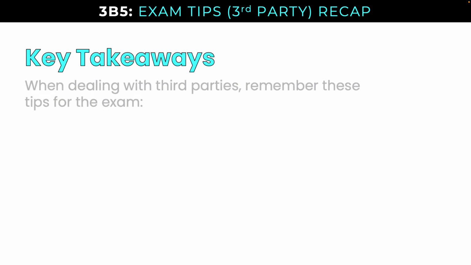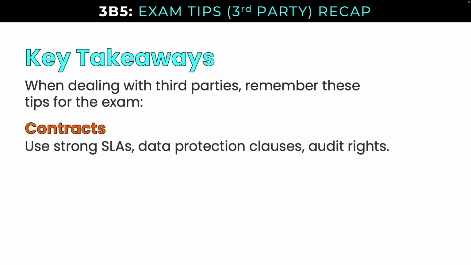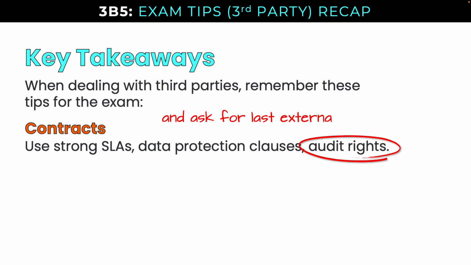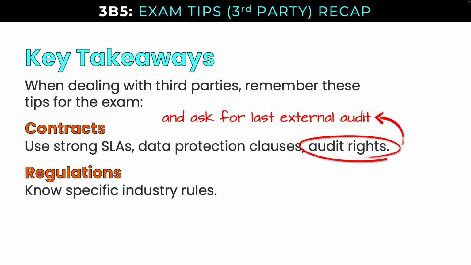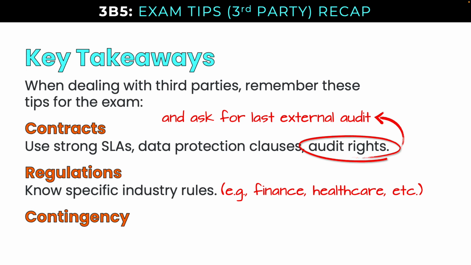So key takeaways here. When dealing with third parties, remember at least these tips for the exam. Contracts using strong SLAs, data protection clauses, and audit rights are going to be important. And again, ask for that last external audit as a higher level of assurance. Regulation. Know your industry-specific rules, your regulatory obligations, so you can make sure you don't run afoul of those with your third-party relationships. If you're in the financial services space or healthcare, you definitely are in a regulated industry. There are going to be some rules that apply to you and to vendors accessing your sensitive data.